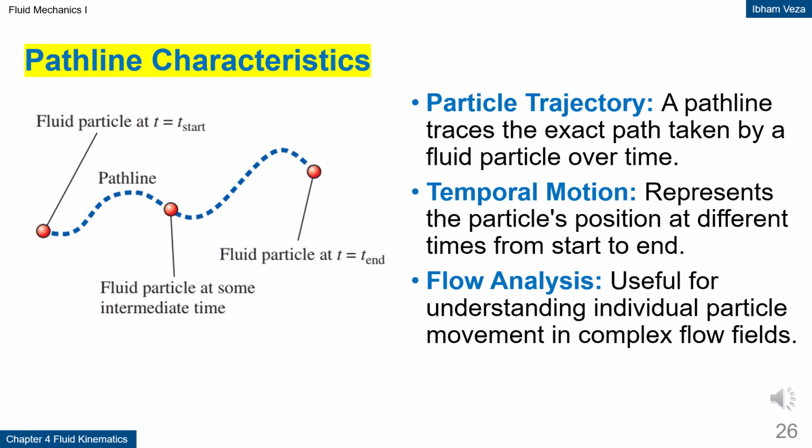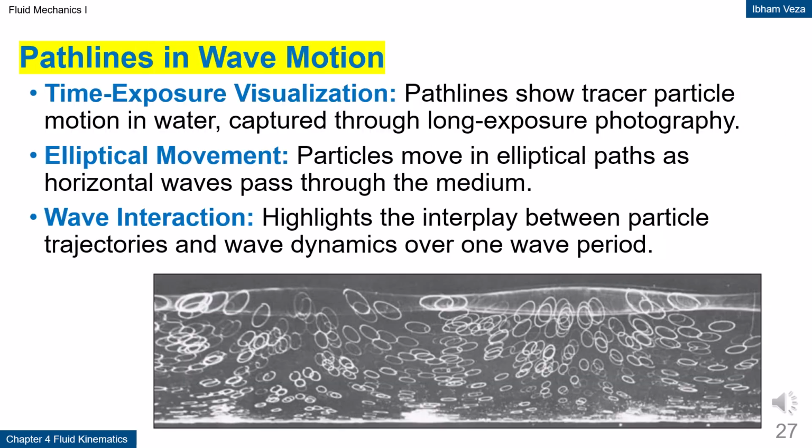Pathline characteristics. A pathline is the actual path followed by a fluid particle over a certain time interval. This curve shows the particle position from the initial time to the final time. With pathlines, the motion of individual particles can be studied in detail. This concept is closely related to the Lagrangian approach. Pathlines are very useful for understanding particle behavior in unsteady flows.